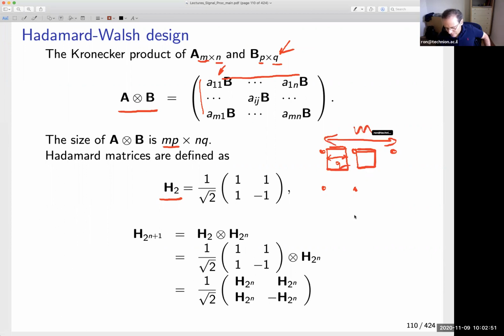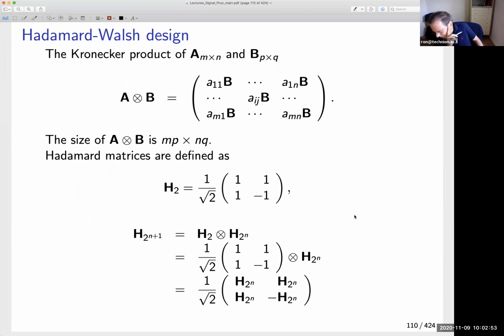Okay. Now let's give a specific example. Let's define something that we will call the Hadamard matrices. A matrix which we call a Hadamard matrix. And it would be defined in a recursive way, okay? And how do we define it? First of all, the smallest Hadamard matrix would be a 2 by 2 matrix, and it would look like that. It would be 1 over square root of 2 times [1, 1; 1, -1]. Okay, so this is the most basic one.